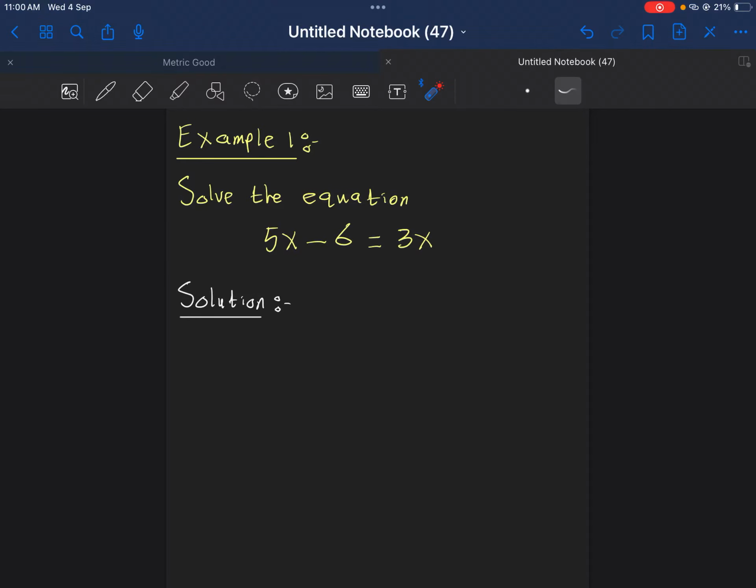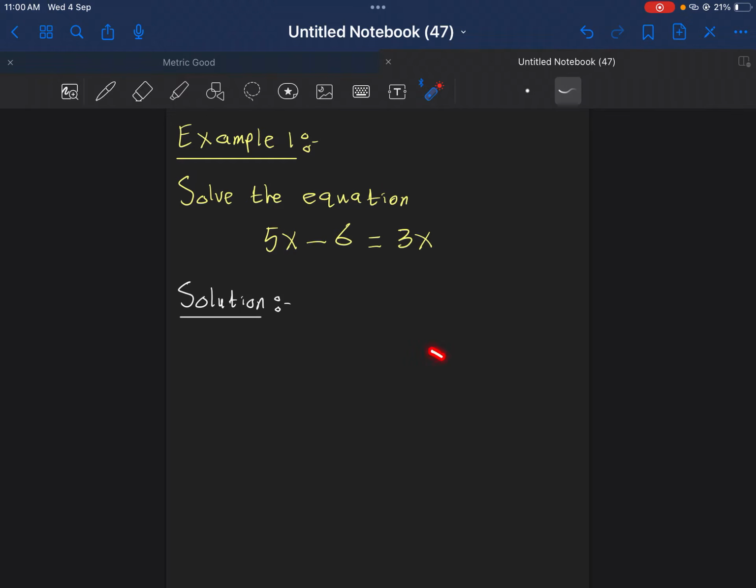Welcome student. In this lesson we will solve equations, and we will start with the first example where we need to solve an equation that is a linear equation. How do I know this is a linear equation? If we look at the variable x, first of all we will see that the power of x is 1 because there is no number here.